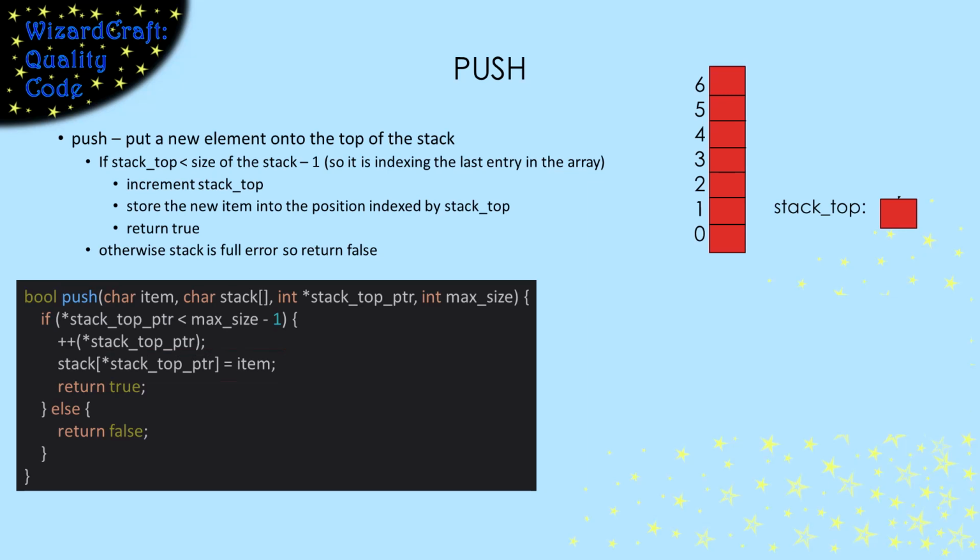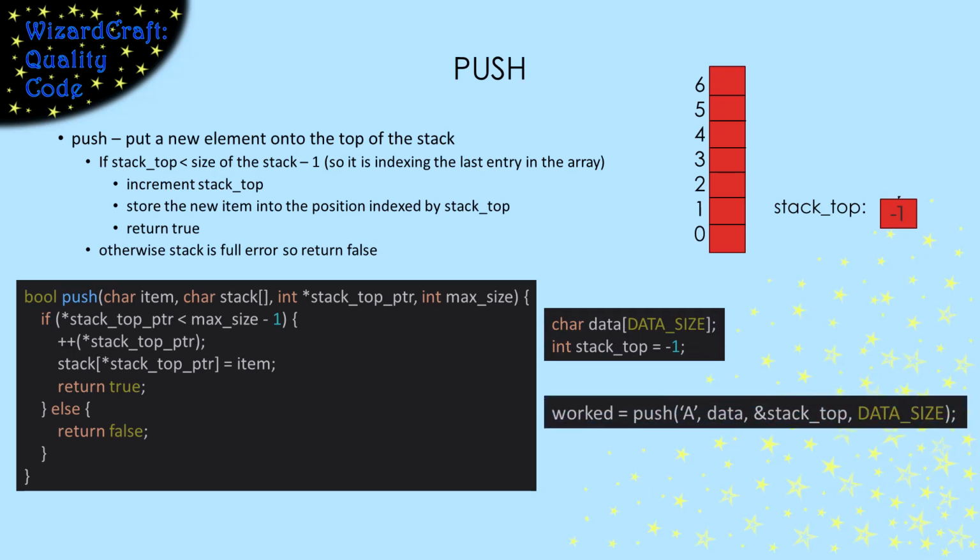To play with this, let's push something onto an empty stack. Here's the code that creates a stack and puts -1 into stack top. This call on push should put a capital A onto the stack. Our parameters are the item we want to push, the array holding the stack, the address of stack top, since we need to pass a pointer, and the size of the stack.